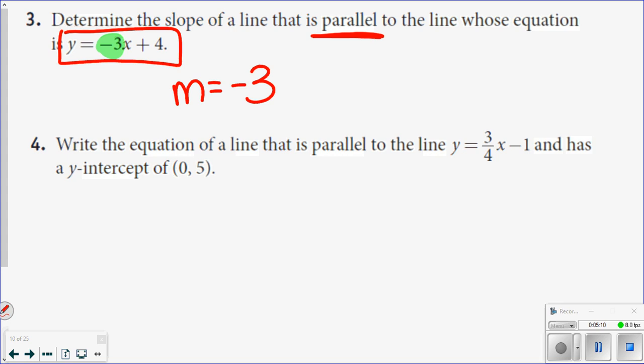Okay, so if I had a line with the slope of 5, a line parallel to that would also have a slope of 5. If I have a line with the slope of -2/7, a slope parallel to that would also be -2/7.